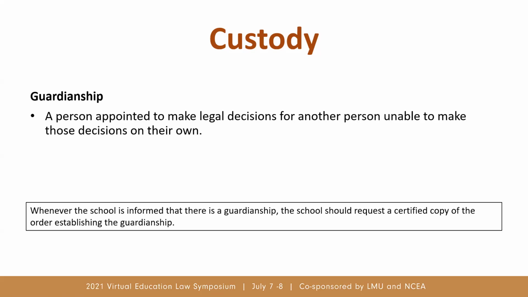A court can appoint a guardian for an unmarried minor if all parental rights of custody have been terminated or suspended by circumstances or previous court order. Whenever a school is informed that there is a guardianship, please be aware that the school should request that the person who claims to be a guardian provide a certified copy of the order establishing that guardianship.